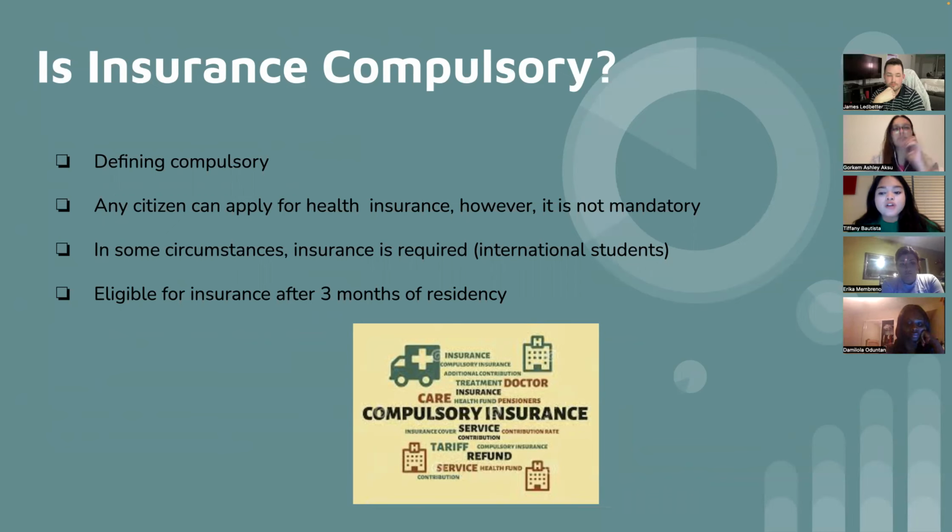They have universal coverage, so anyone can apply for insurance. However, it's not required. They're not penalized or taxed if they do not obtain insurance. I know in some circumstances, insurance is required for some people, such as international students. And after 3 months of residency in Canada, you're eligible to apply for health insurance.